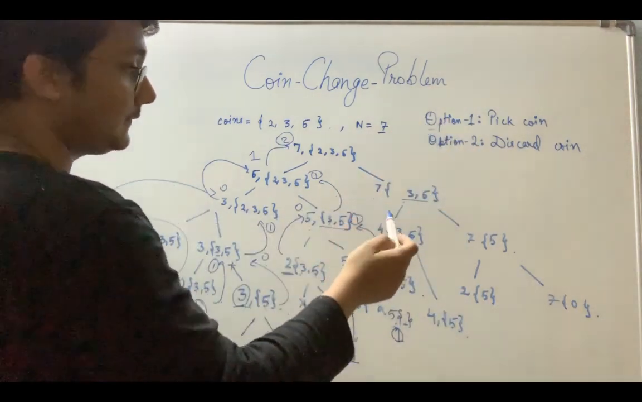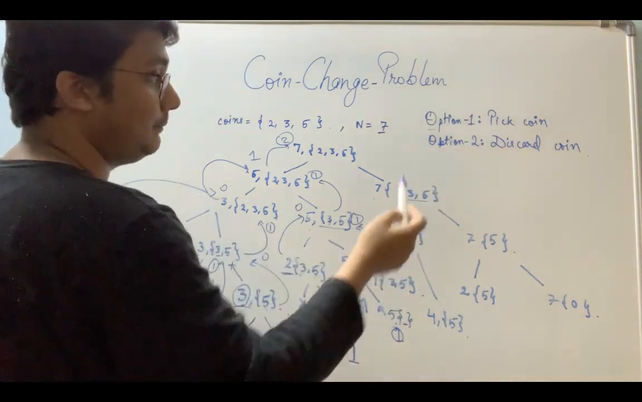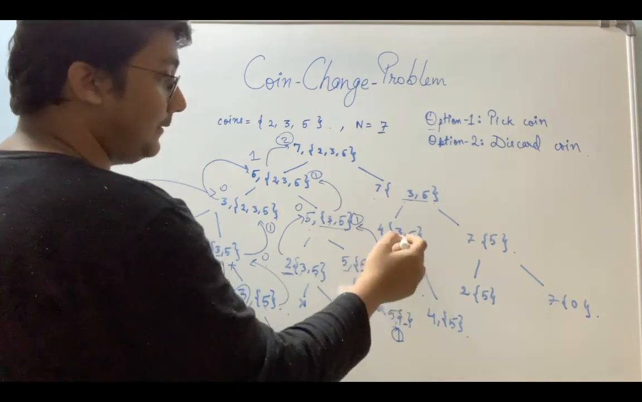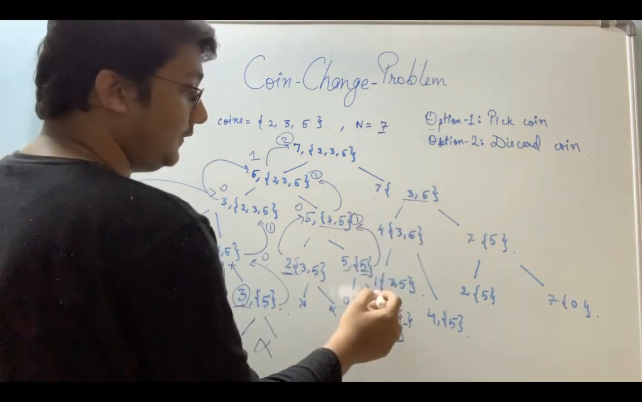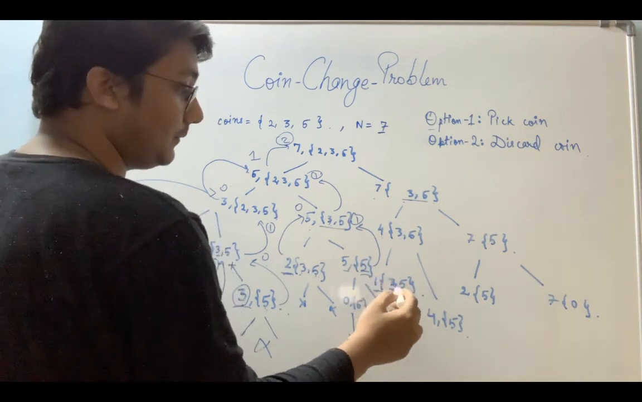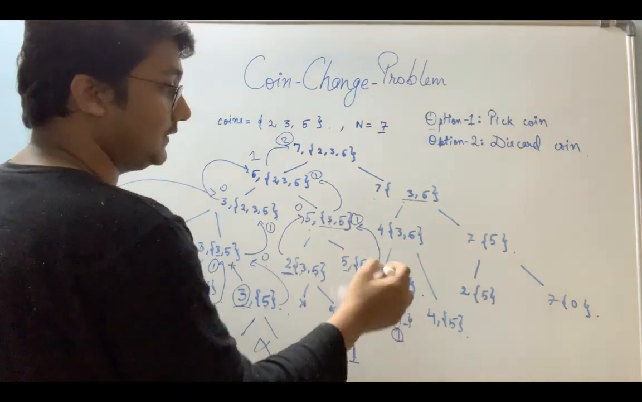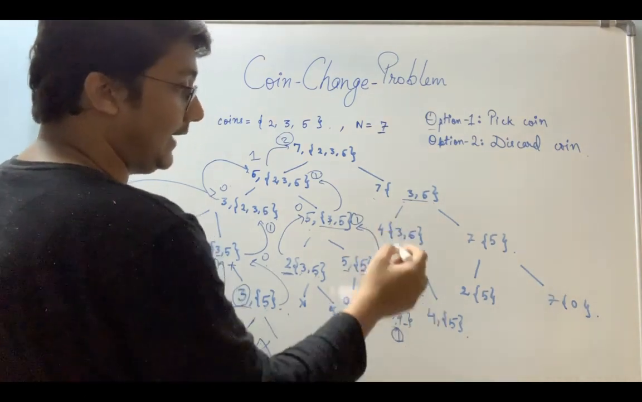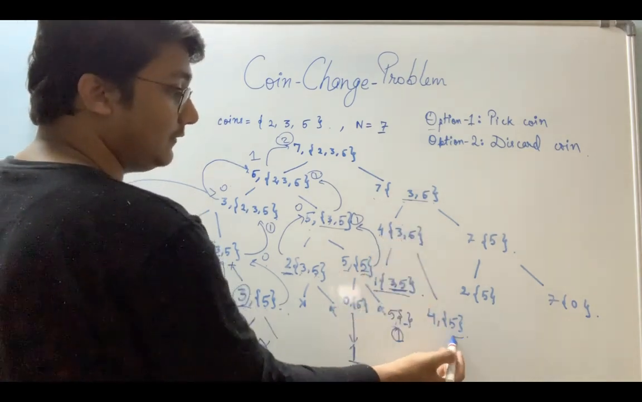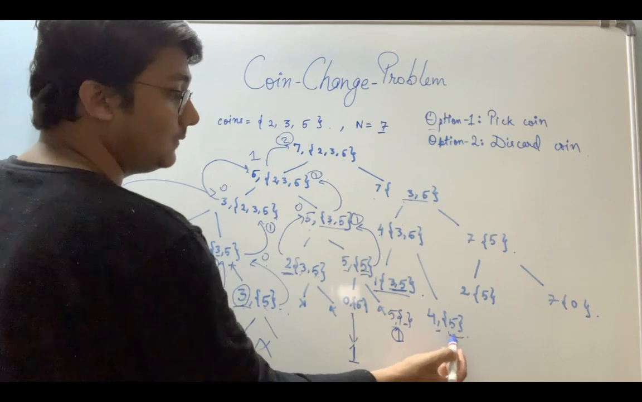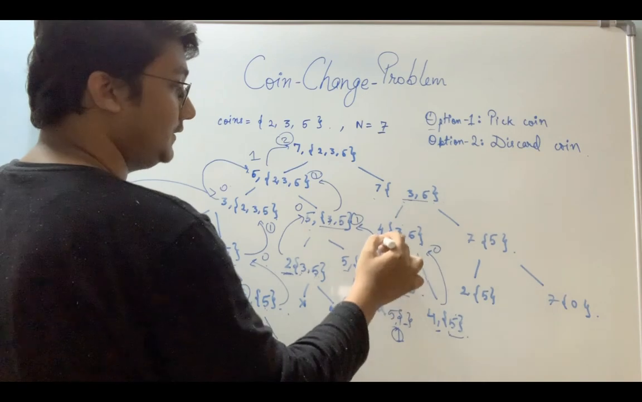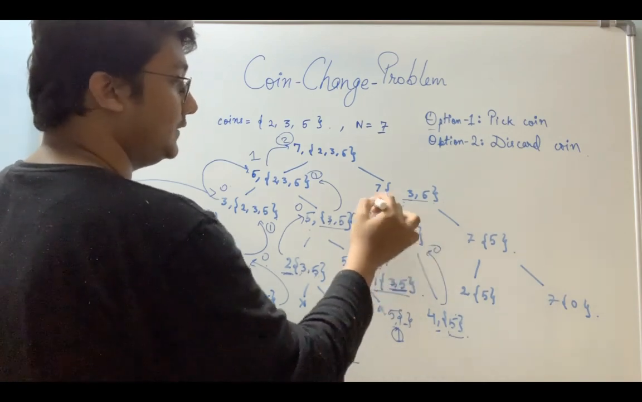So for 7, option 1 is to pick the coin. If we pick 3, 7 reduces to 4. If we again pick 3, 4 reduces to 1. Now you see both of these coins are greater than 1, so you cannot reduce further down this lane. So this call returns 0. And if you go to the other half, you discard 3 and you are only left with 5, and you cannot make the value 4 from 5. So this also returns 0. So this returns 0, this returns 0, so overall this call returns 0.